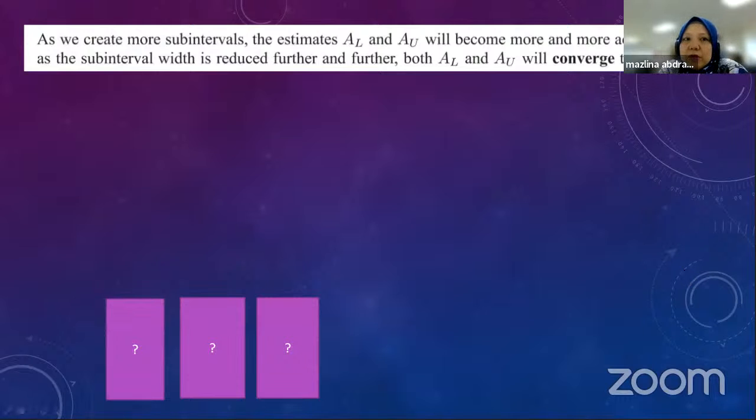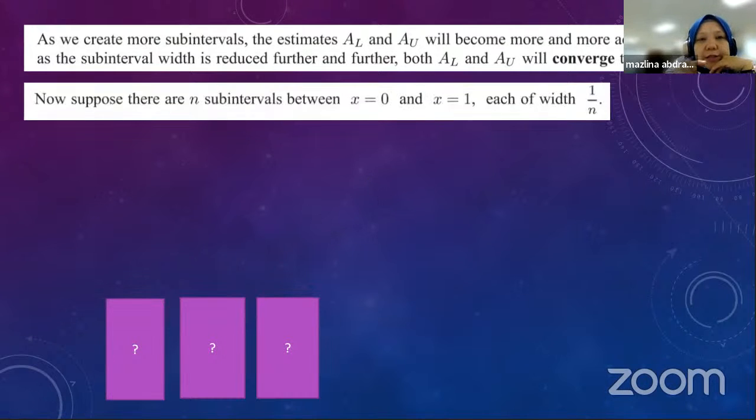As I told you just now, as we create more sub-intervals, the estimates of the area of the lower and the area of the upper will become more and more accurate. In fact, as the sub-interval width is reduced further and further, both the area of the lower and the area of the upper will converge to A. So kalau you semakin rapat, it converges to A. Okay, class, that is the basic idea of kita punya integration.